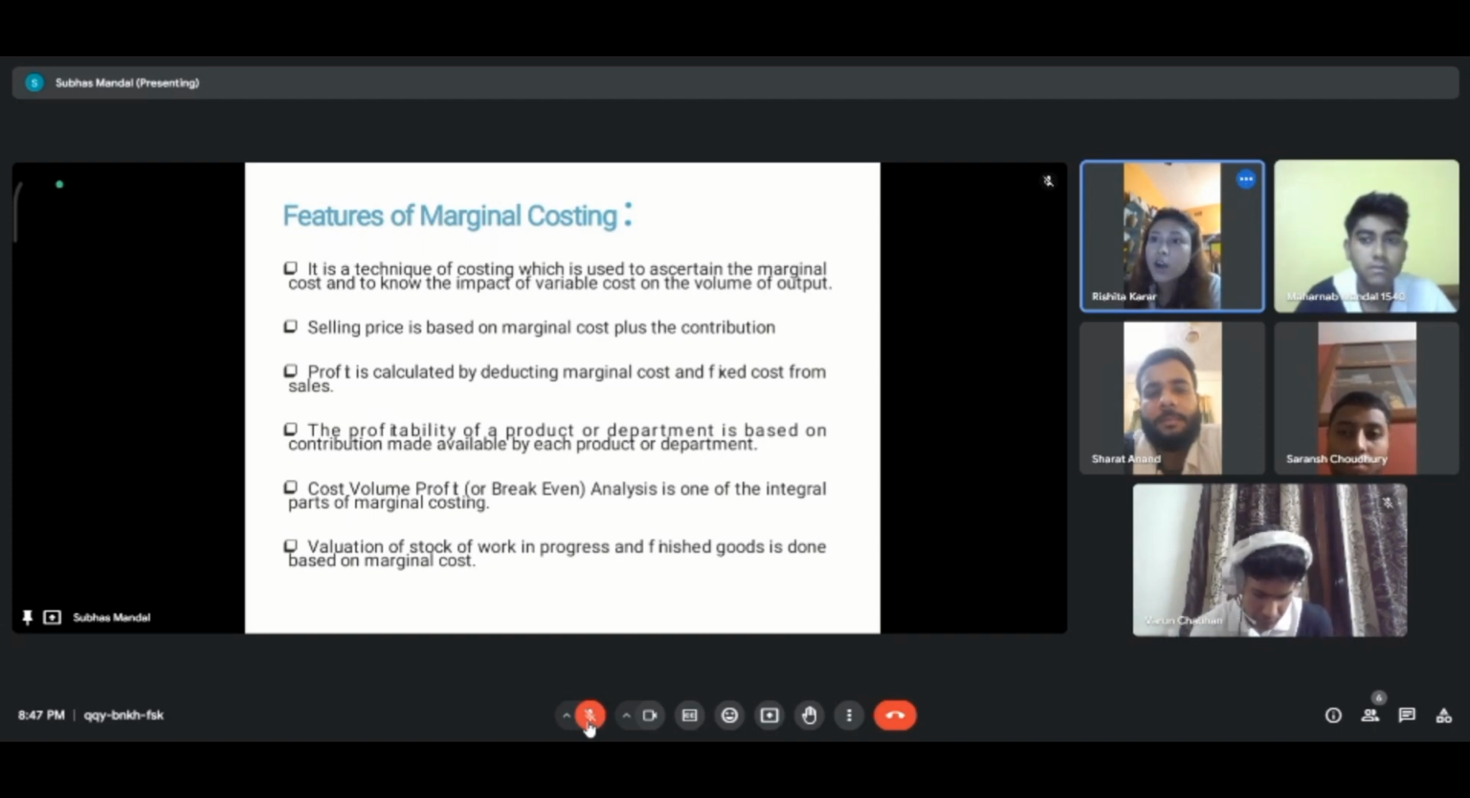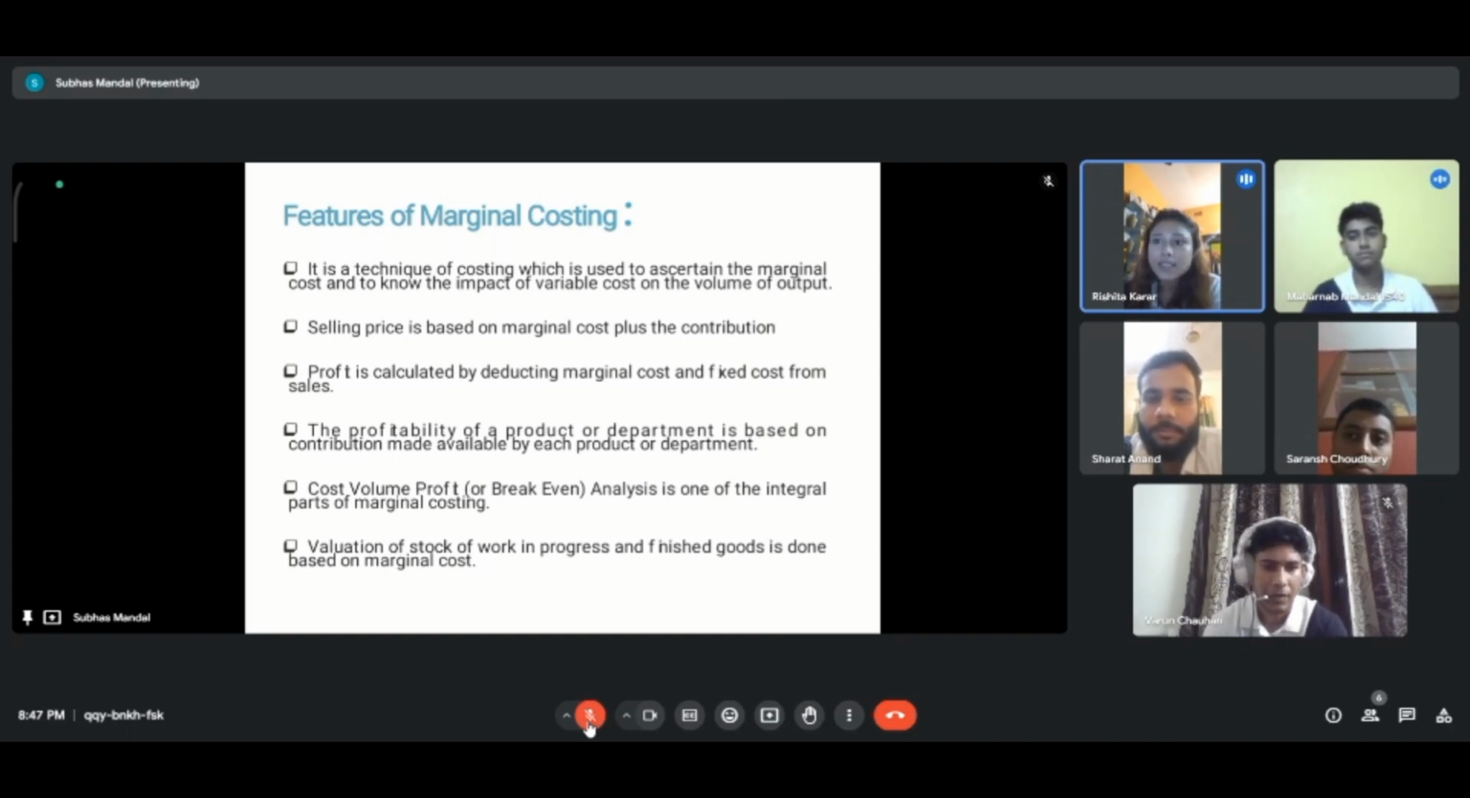Now, we are going to discuss the features of marginal costing. Marginal costing is a technique of costing which is used to ascertain the marginal cost and to know the impact of variable cost on the volume of output. Selling price is based on marginal cost plus the contribution. Profit is calculated by deducting marginal cost and fixed cost from sales. The profitability of a product or department is based on contribution made available by each product or department. Cost volume profit or break-even analysis is one of the integral parts of marginal costing. Valuation of stock of work in progress and finished goods is done based on the marginal cost.